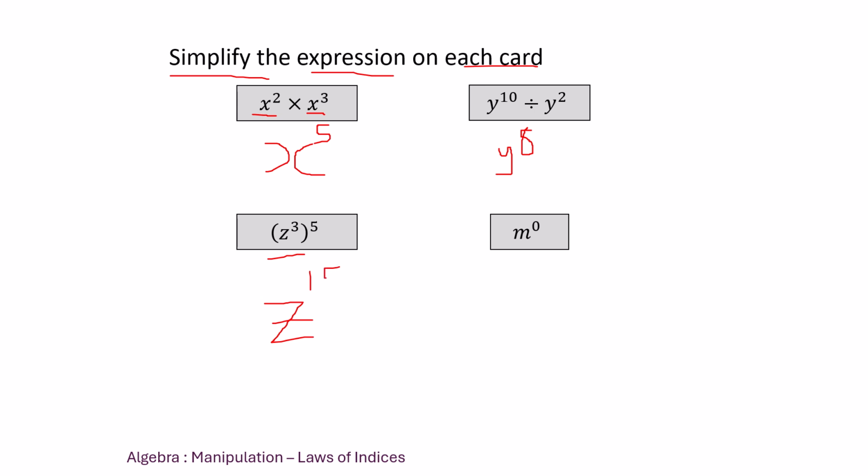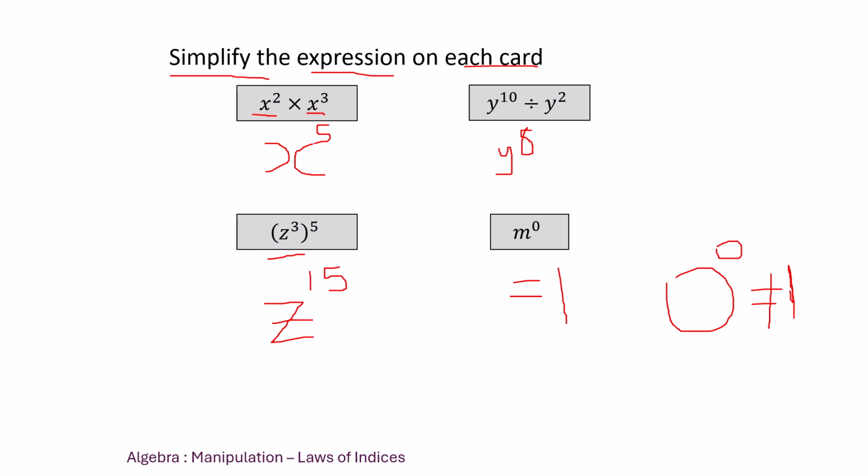And then lastly, m to the power of 0. Any number or term to the power of 0 is equal to 1, excluding, okay, 0 to the power of 0, because that's undefined. Or indeterminate, we say, so yeah, it's not equal to 1, it's undefined, but any number or term excluding 0 to the power of 0 is always equal to 1.